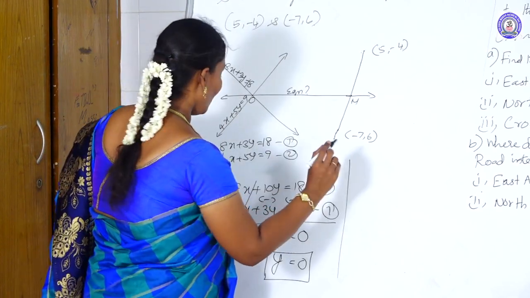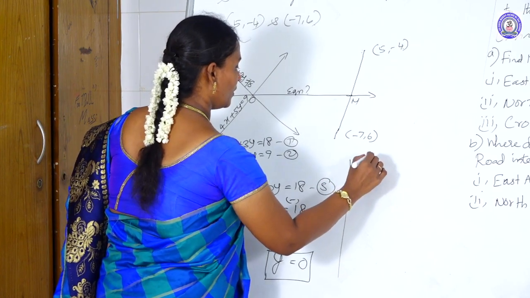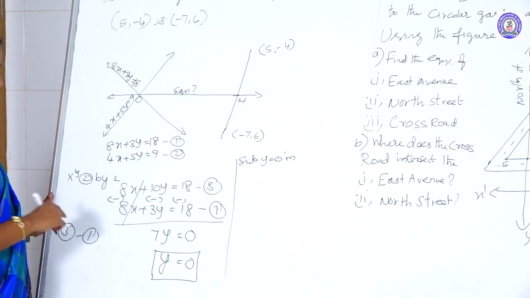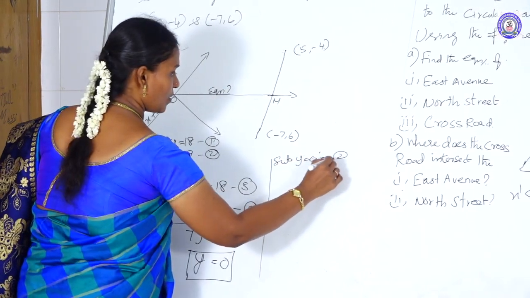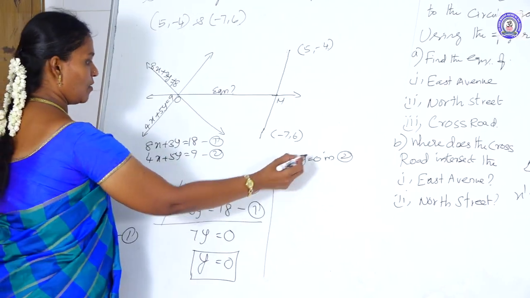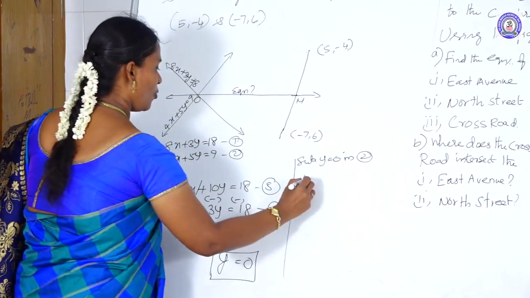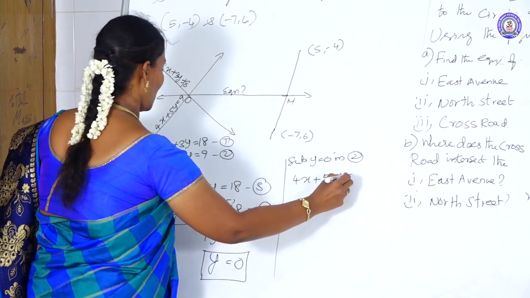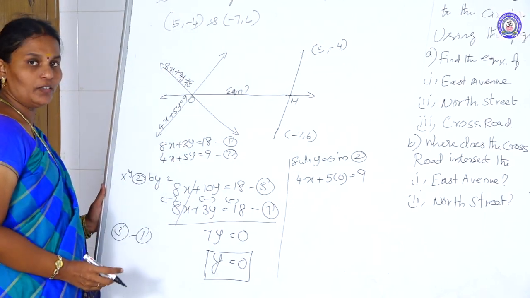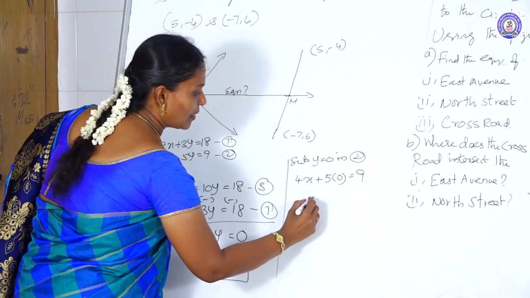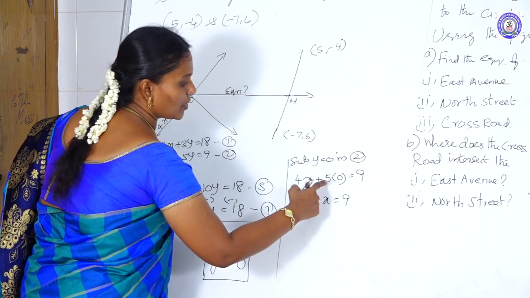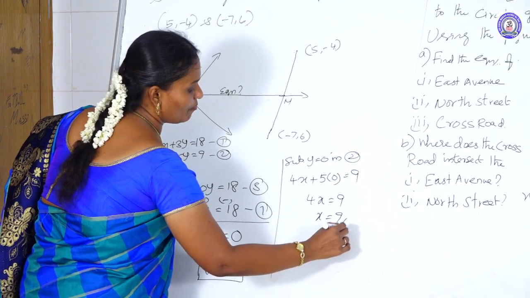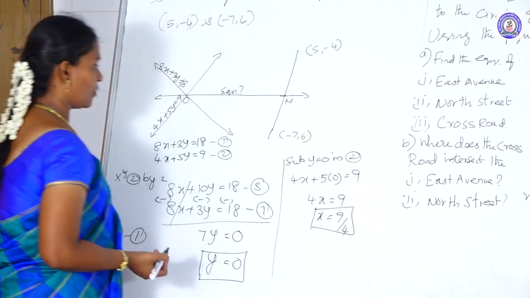Now substitute y is equal to 0 in any one equation. Take the second equation, equation number 2. Substitute y is equal to 0 in 2. So 4x plus 5 of 0, this is equal to 9. Now see here, 4x is equal to 9, because 5 times 0 is 0. So x is equal to 9 by 4. x is equal to 9 by 4.